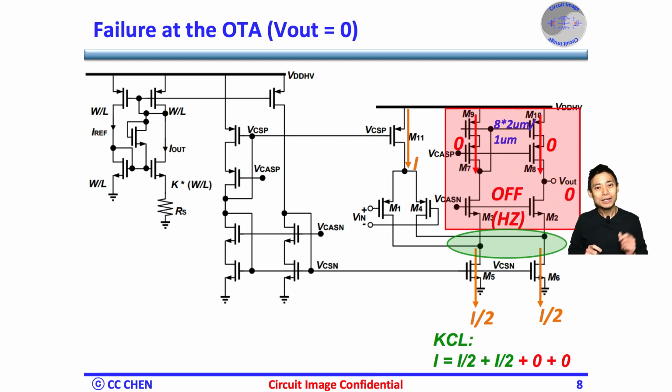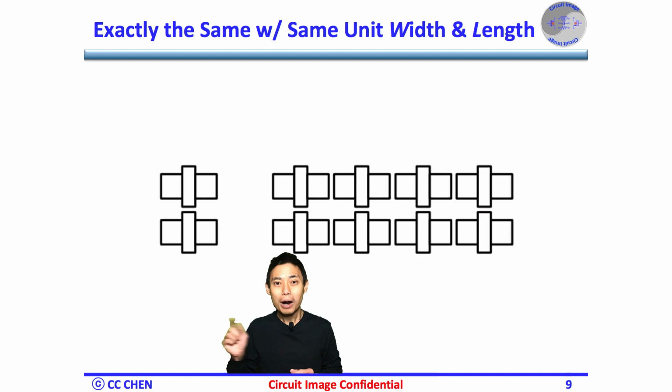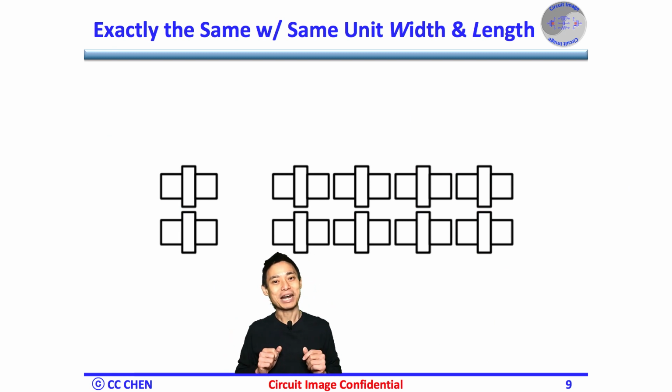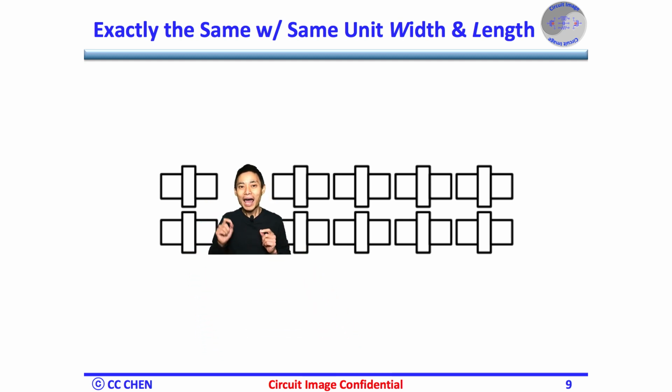Again, if the layout mismatch was so serious, what can we do better? Think about the word "exactly" for 5 seconds. Bingo! You probably hear me emphasize "exactly the same" several times since it's the simple key to making good matching. What was the first thing to do? Right, we must make every device have exactly the same unit width and length.